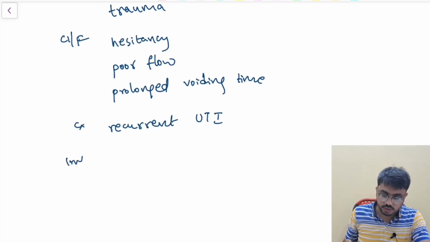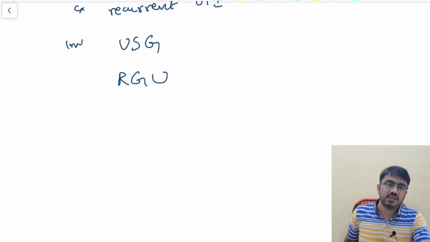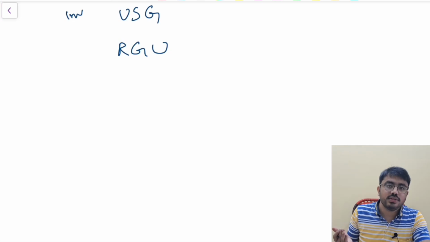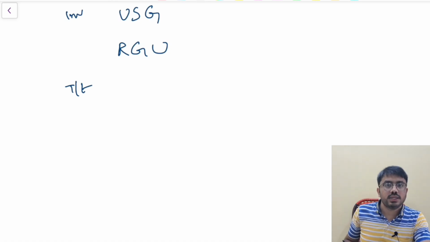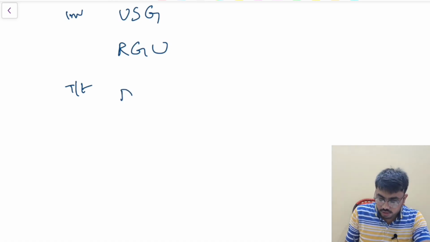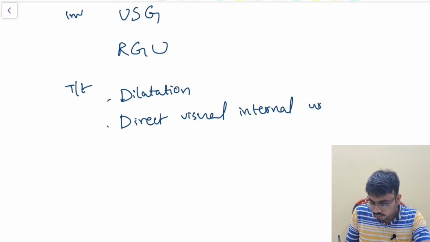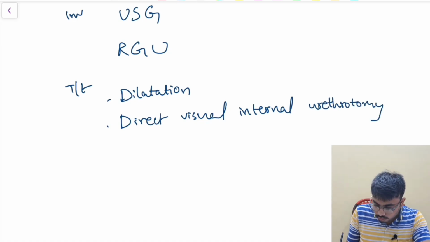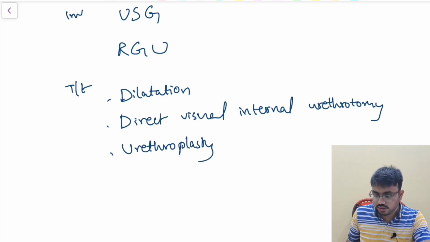What are the investigations I am going to do in stricture urethra? I can get an ultrasound done, or I can get a retrograde urethrogram done, RGU. These things tell us whether there is a stricture or not. Now, how to treat the urethral stricture? One option obviously everyone will know is dilatation. What are the other options I have? I can get a direct visual internal urethrotomy, and even urethroplasty is also an option. I can repair the urethra, that is urethroplasty.